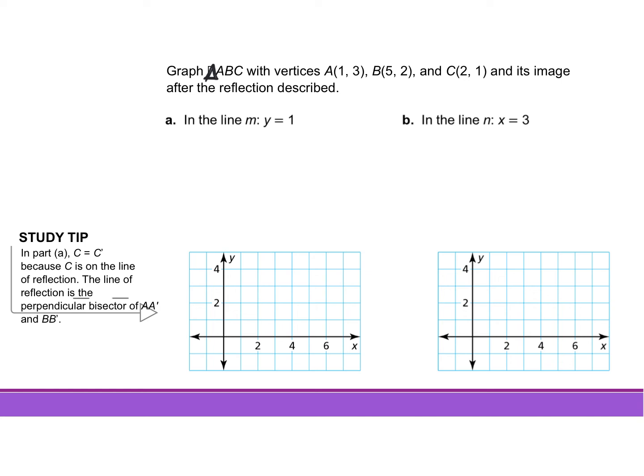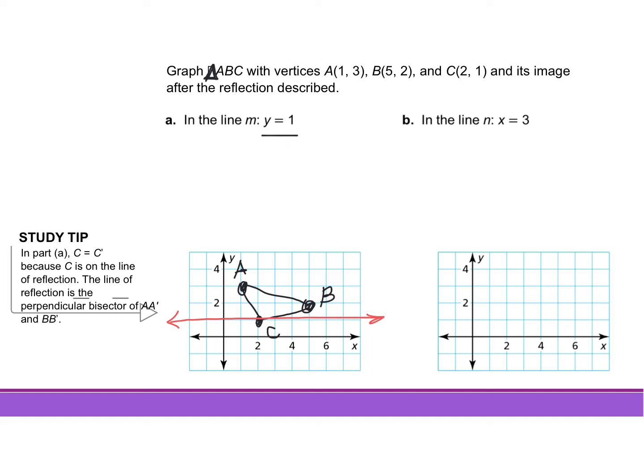Let's go ahead and take a look at example 1. Example 1 says to graph triangle ABC with the vertices A, B, and C and its image after the reflection described. So for part A, we're going to reflect it over the line of y equals 1. So the first thing I'm going to do is plot my points A, B, C. I'm then going to draw in that line of y equals 1. If you remember, the line of y equals 1 will be a horizontal line that goes through 1.